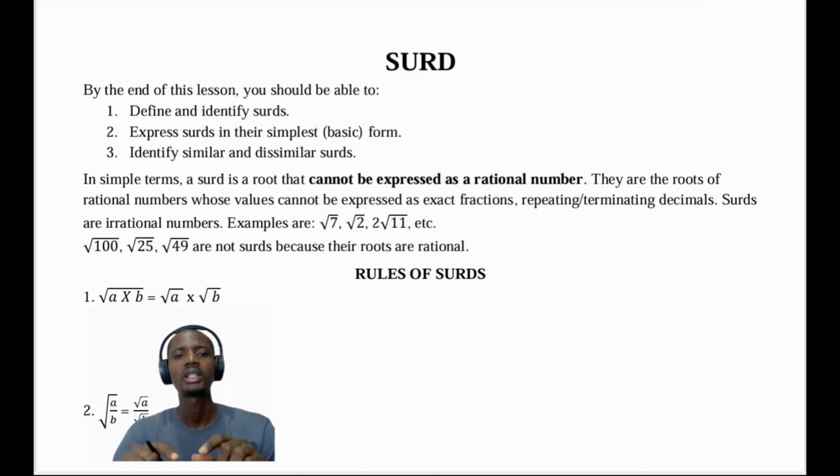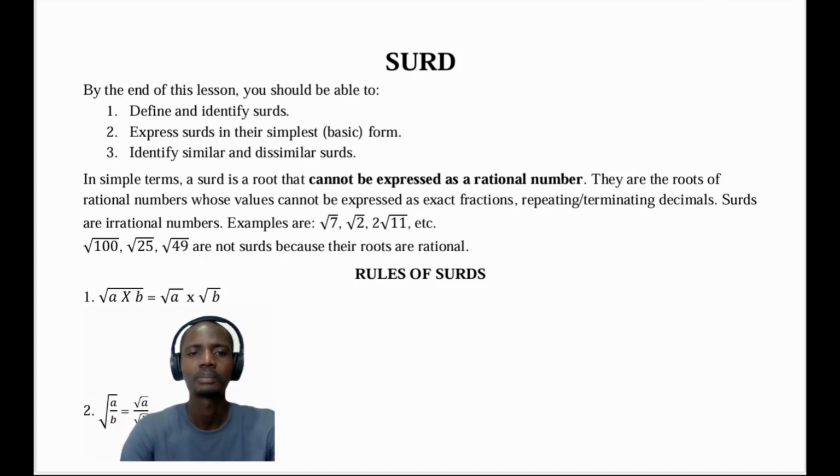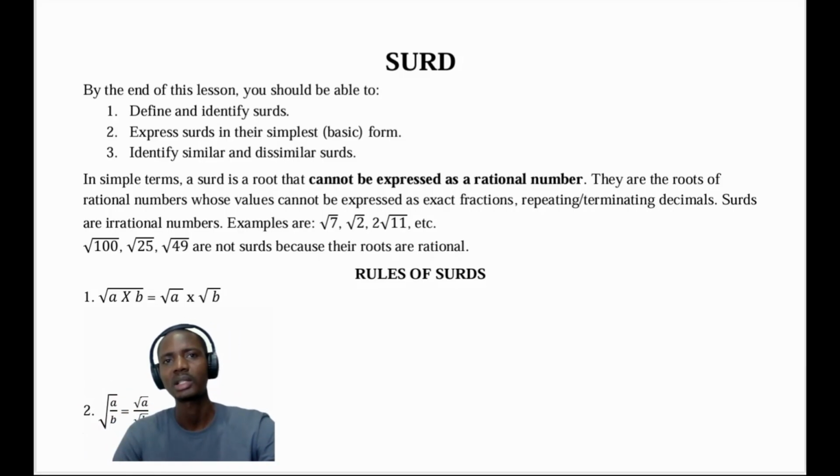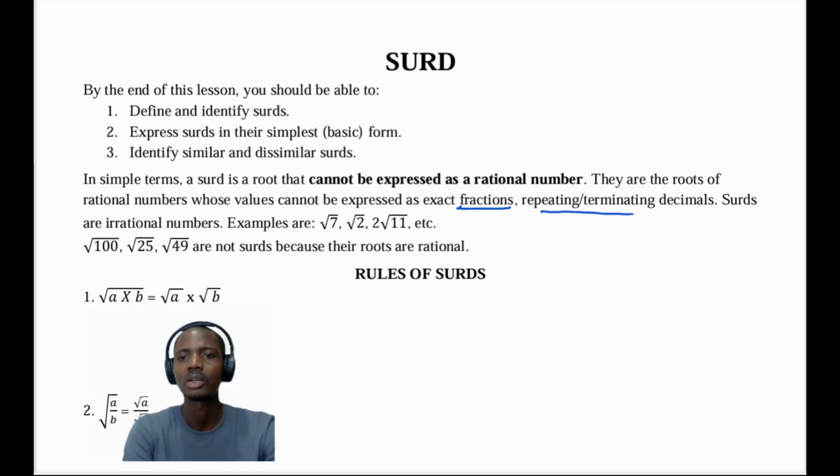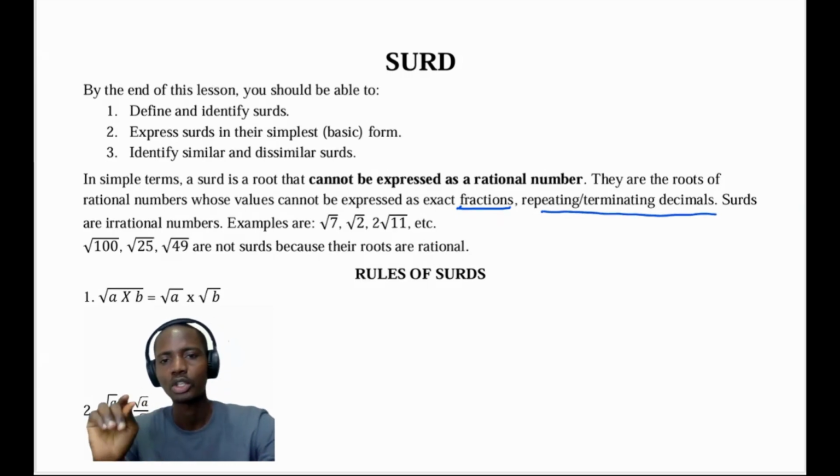So a surd is the root that cannot be expressed as a rational number. They are the roots of rational numbers whose values cannot be expressed as exact fractions. We know that rational numbers can be expressed as fractions, or as repeating or terminating decimals. So when we have the roots of a number that cannot be expressed as fractions, or as repeating or terminating decimals, we know that such a number is referred to as a surd.